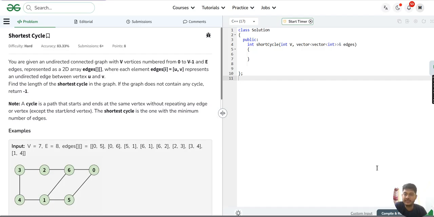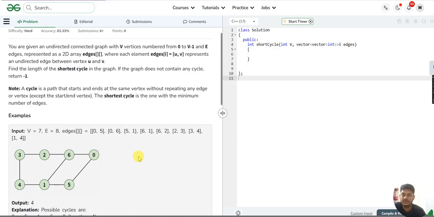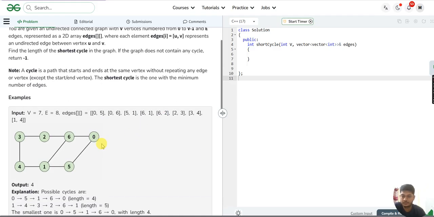So today's problem of the day is that we have to find the shortest cycle. So what is the shortest cycle? Let me explain through the example.